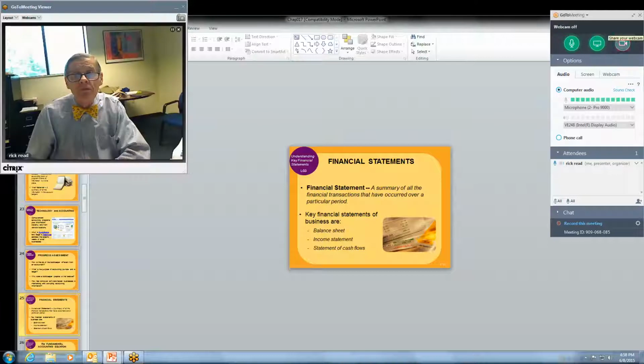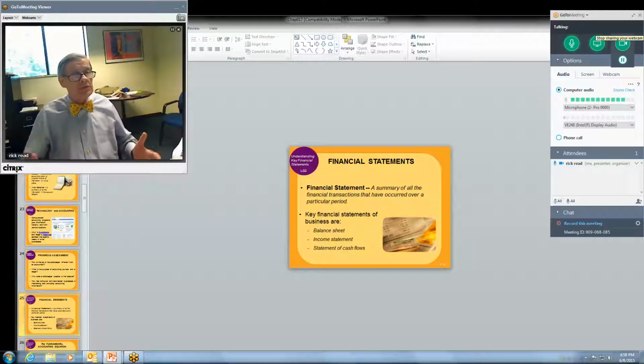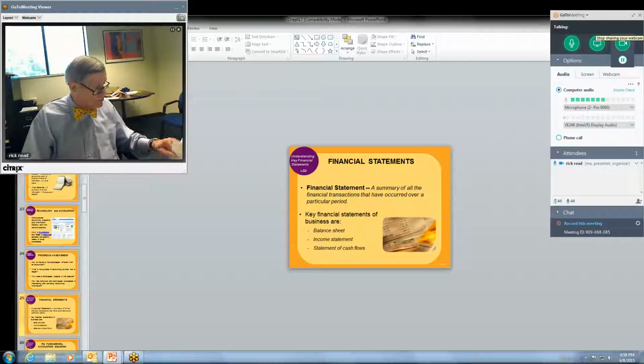Now, we've talked about some of these. The financial statement, again, being a summary of all the transactions, and the three key components being the balance sheet, the income statement, and the statement of cash flow. And again, you can see these listed in the chart in figure 17.4 at the bottom of page 470.